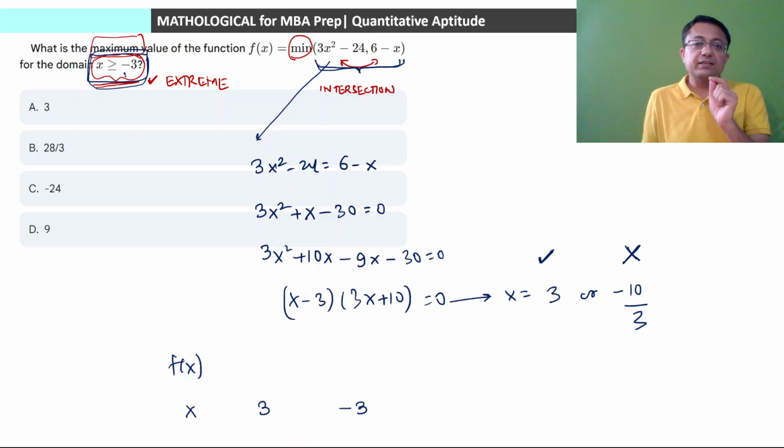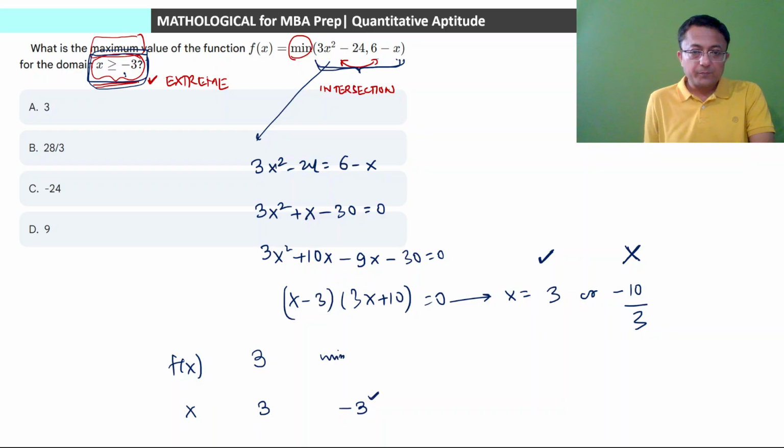So f(x) at 3 can be obtained by putting the value in either of these two expressions. So 6 minus 3 will be equal to 3. But at minus 3, you must remember that since minus 3 is not the intersection point, we have to find out f(x) by putting it in both these expressions, 3x square minus 24 as well as 6 minus x, and whichever is minimum, that will be our value of f(x).